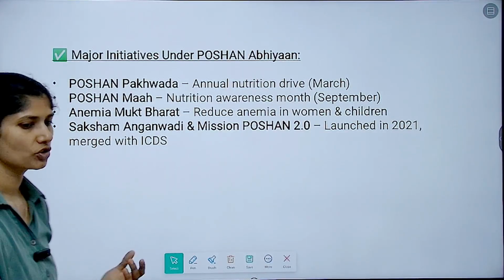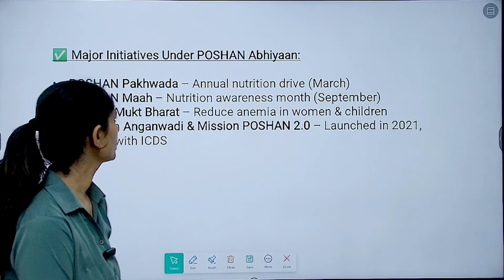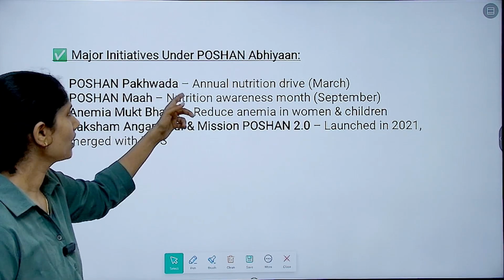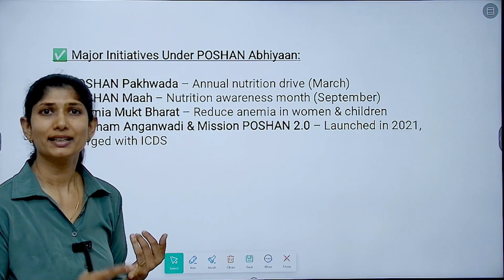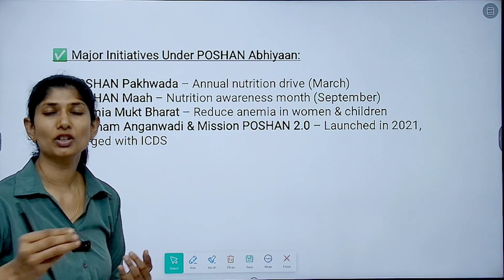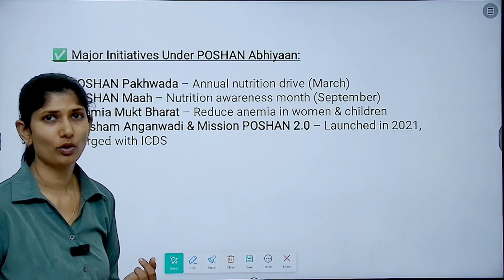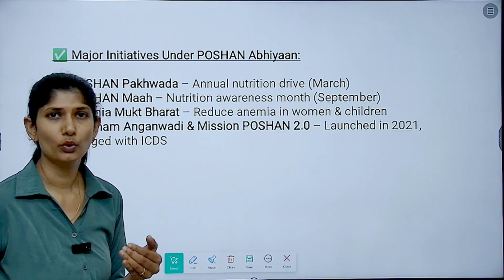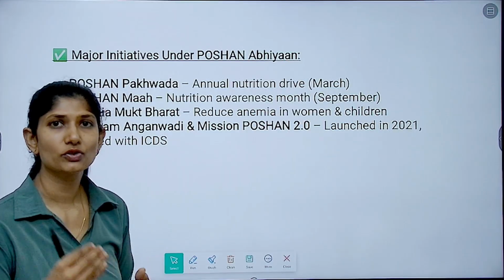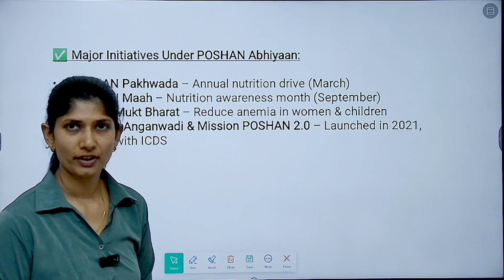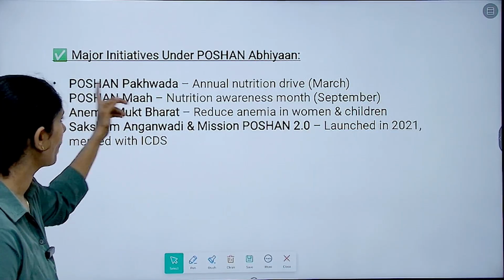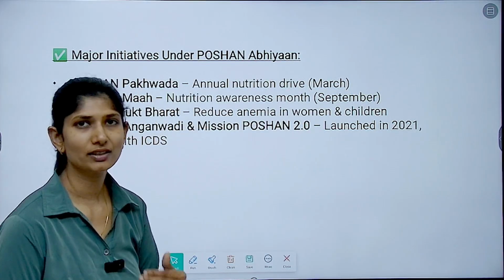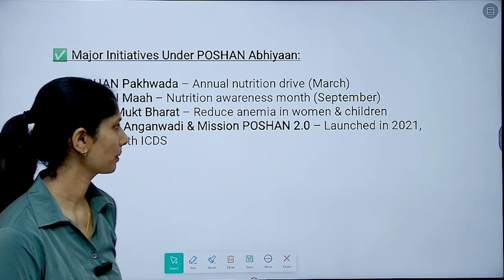What are the major initiatives if you see under Poshan Abhiyan? Poshan Pakwada, it is an annual nutrition drive, and also it is about creating more awareness. This will have your sub components of Eat Right campaign and all of those things, right amount of foods, giving more importance to your millets, fortified foods. So that happens in the month of March. Poshan Maah, that is again a nutrition awareness month, which happens in the month of September.